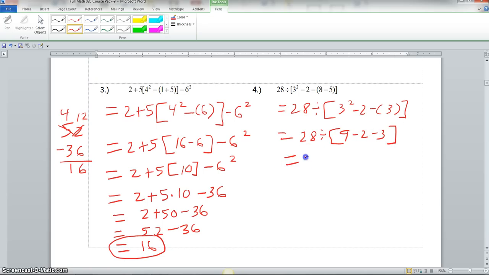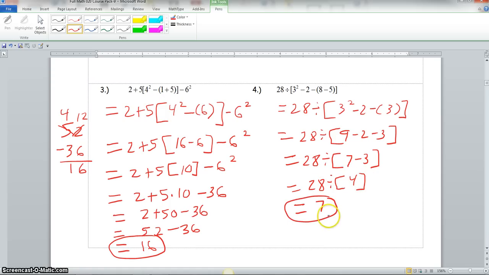So we're still working inside the bracket. Now, we will subtract 9 minus 2, which is 7, and then minus 3. 7 minus 3 is 4. Now, we cannot do anything else inside this bracket. So we have 28 divided by 4, which is 7, and that is your final answer.